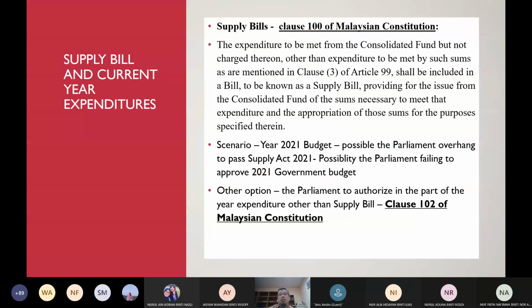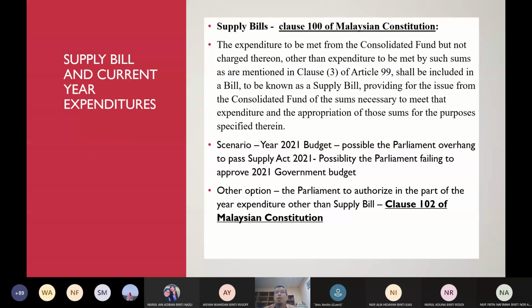Okay, these are some issues last year. I think it's interesting to highlight that there was a risk of Parliament overhang to pass the supply act, the supply bill for 2021. But somehow, I think all members of Parliament were very responsible. Okay, they passed the bill. I think everybody played their role at that point.